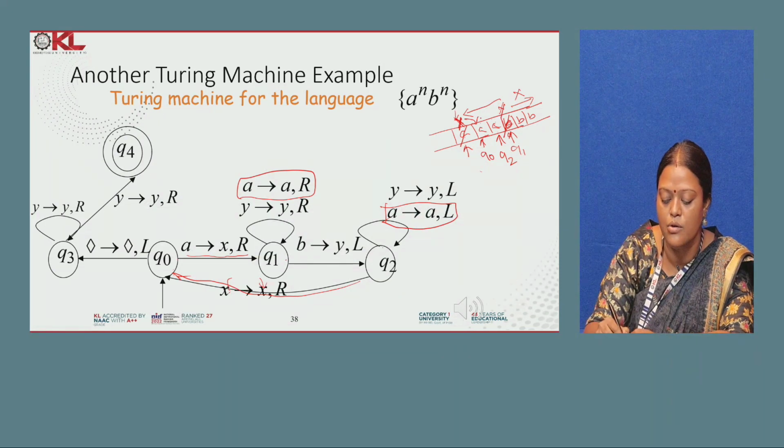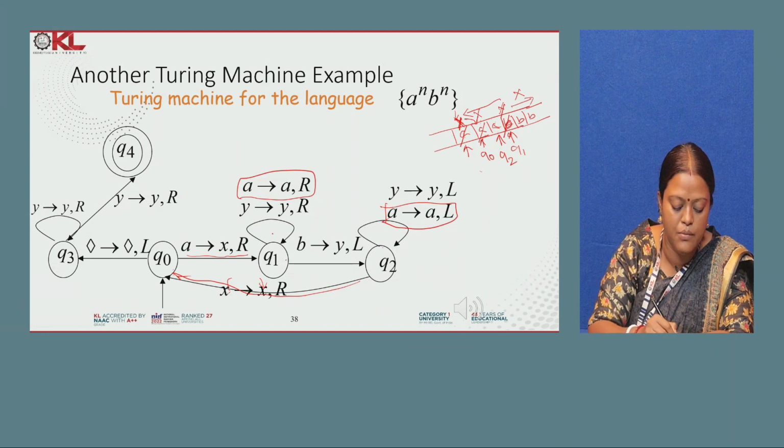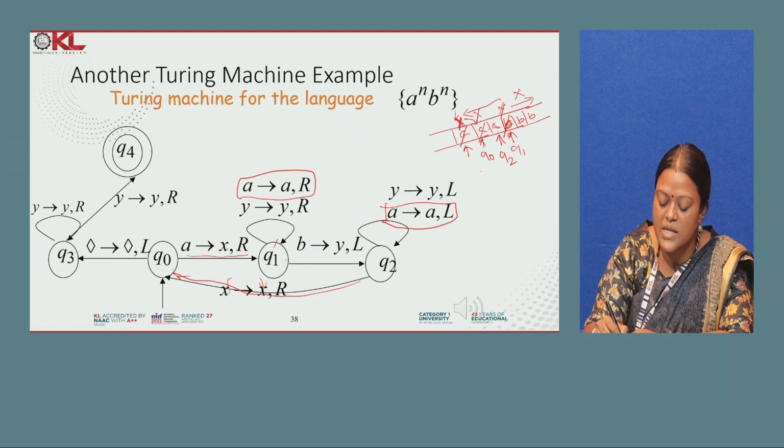Now again in q0, now it will be locating a. So again same thing we have to do. We have replaced it by x, and we are going to q1 state. In q1 state, first what we have seen? A. So we already have a transition, we don't need to write it.